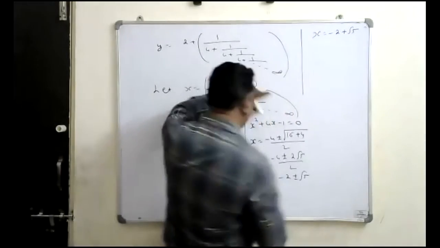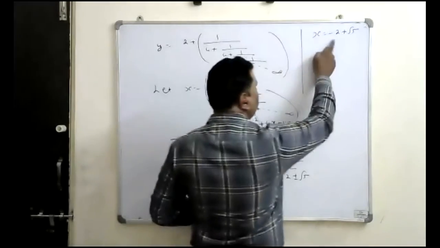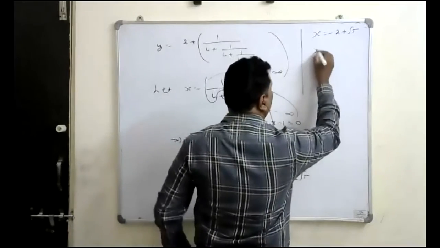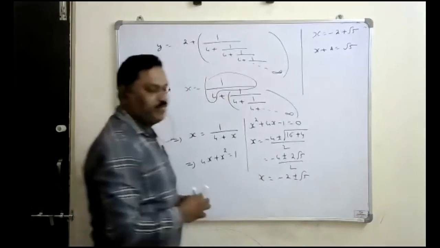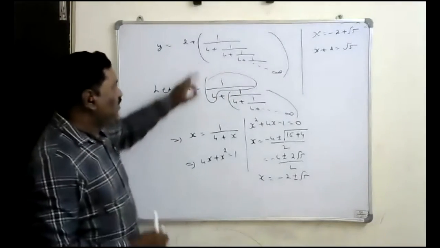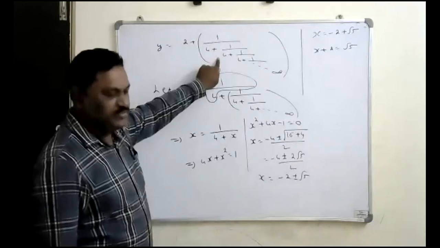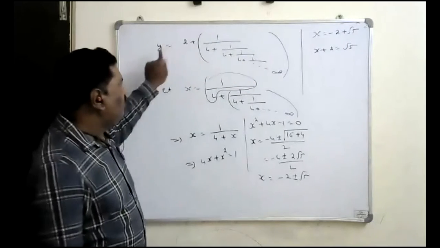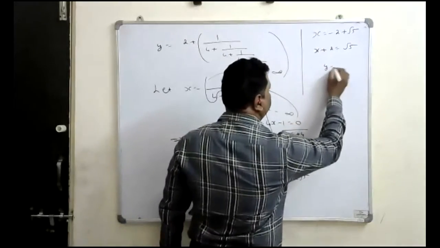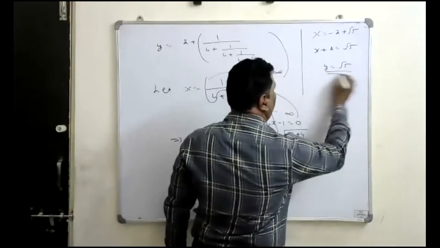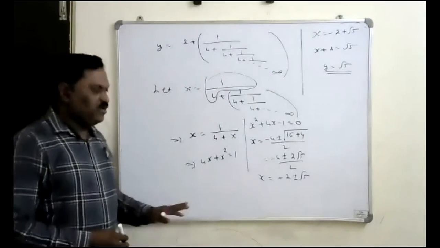This entire value is minus 2 plus root 5. Now bring this minus 2 to this side: x plus 2 is equal to root 5, right? I have taken this as x, and the total value y is equal to 2 plus x. That means x plus 2 represents y only. Therefore, the value of y is how much? Root 5. This is the answer for y. Like that we have to evaluate this type of problem.